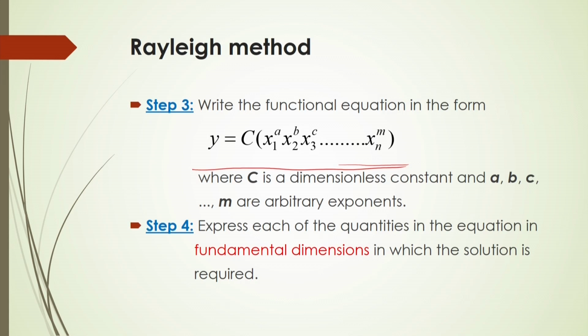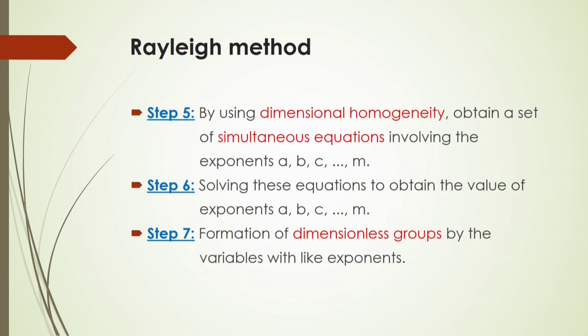Now, step 4: express each of the quantities in the equation in fundamental dimensions. Then, by using dimensional homogeneity, obtain a set of simultaneous equations involving the exponents a, b, c and m. We will give the examples later on, one by one, showing what to do.